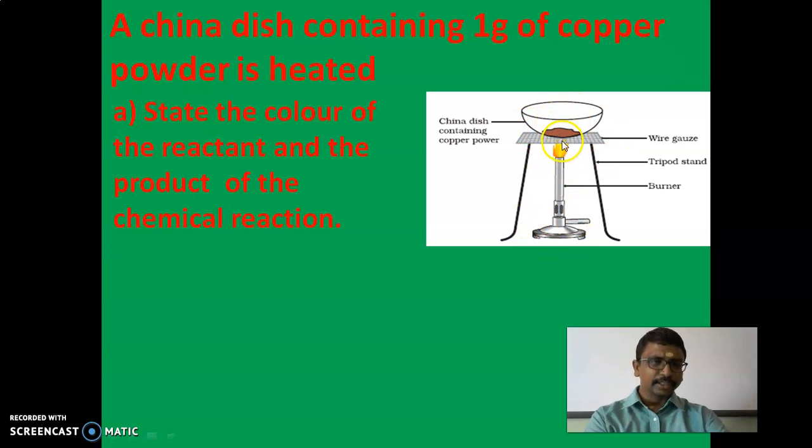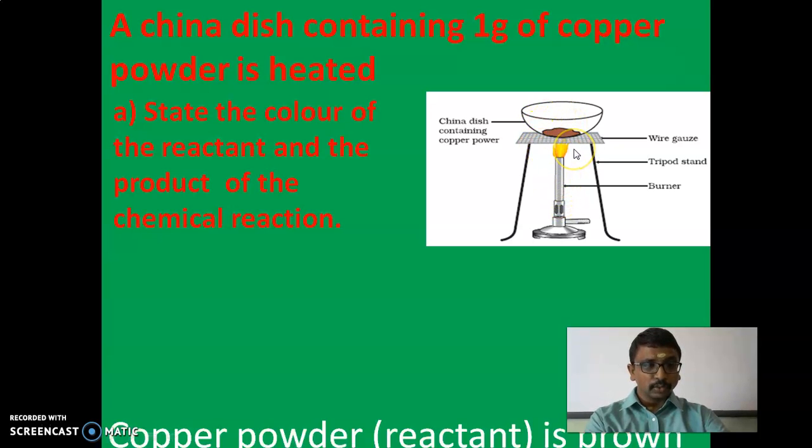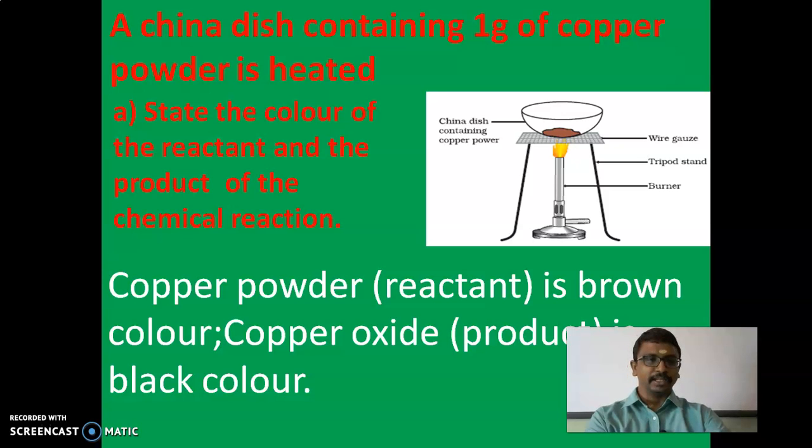So when we heat, the copper powder is converted to copper oxide. The color of copper oxide is black. The copper powder reactant is brown color. And copper oxide is the product. So what is the color of the copper oxide? The brown color of the copper powder turns to the black color of copper oxide.